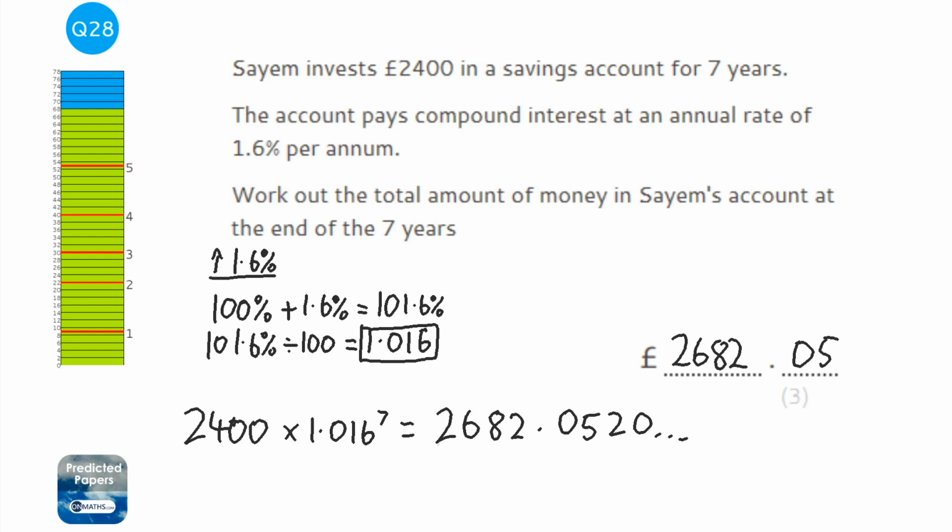Now the last step is really just to check that that makes sense. Well, we're in a savings account for 7 years. We've put in £2,400, and we've got out after 7 years 2,682 roughly, so 2,600. So we've made £200. Now the interest rate, the 1.6%, is quite a low interest rate, so we wouldn't expect very much money. So about £200 is about right. So you can always just check your answer to see if it makes sense. If you ended up with less money at the end, then alarm bells are ringing.